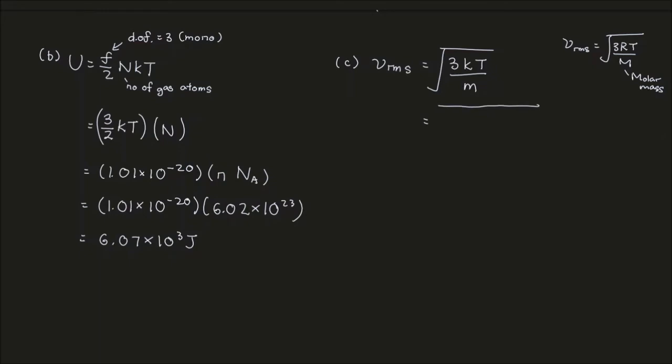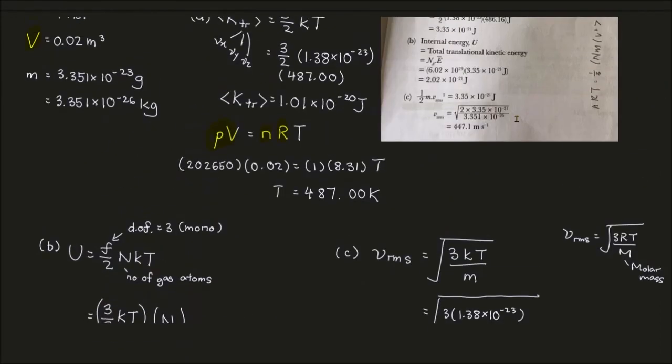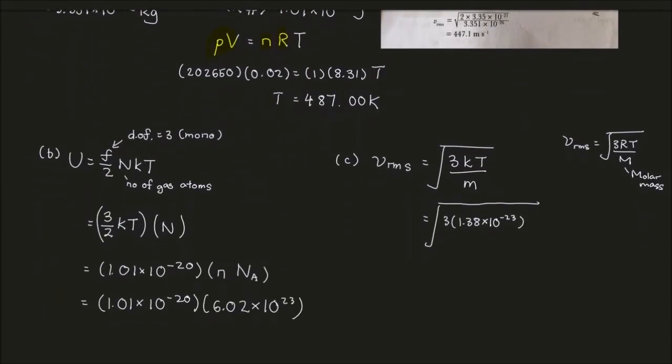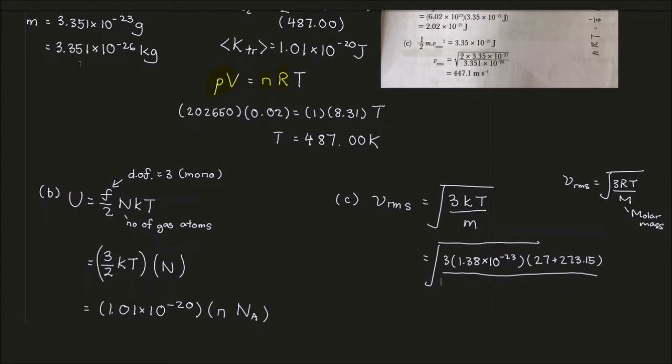So it's just substitution. 3 times 1.38 times 10 to the power of negative 23. Then the temperature, they ask for 27 degrees Celsius, if I'm not mistaken. Yes, 27 degrees Celsius. So we want to calculate this, make sure you change it to Kelvin. So change it to Kelvin is 273.15. So divide by mass of one atom. What is the mass of one atom? I believe it is given in the question. So I just get from here, use the kg one, not the gram one.